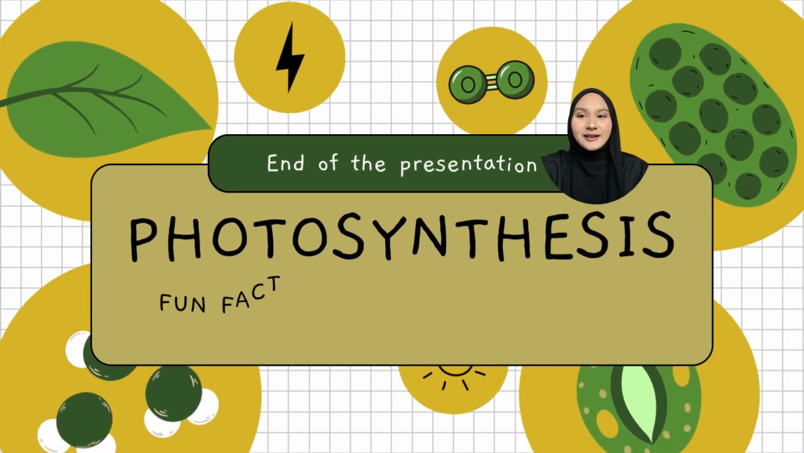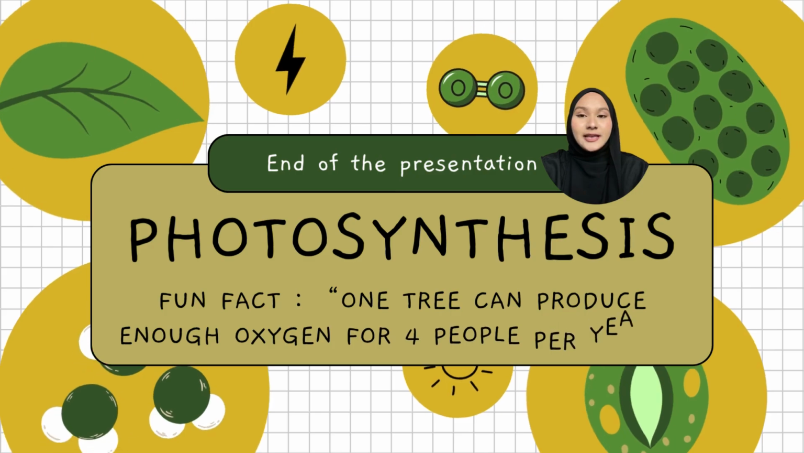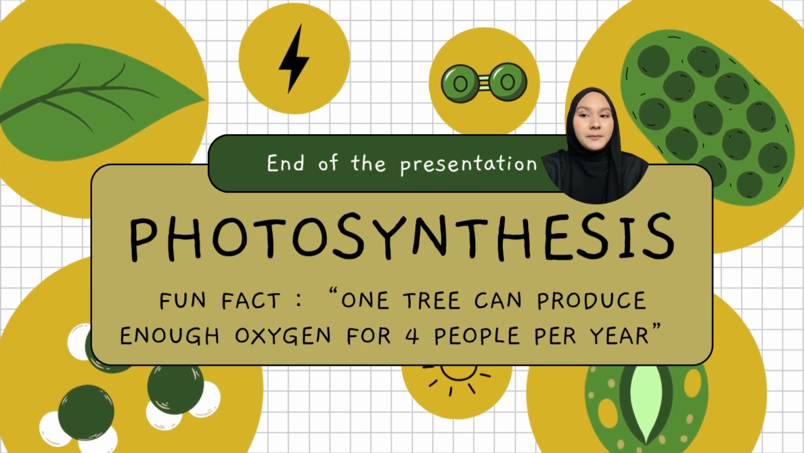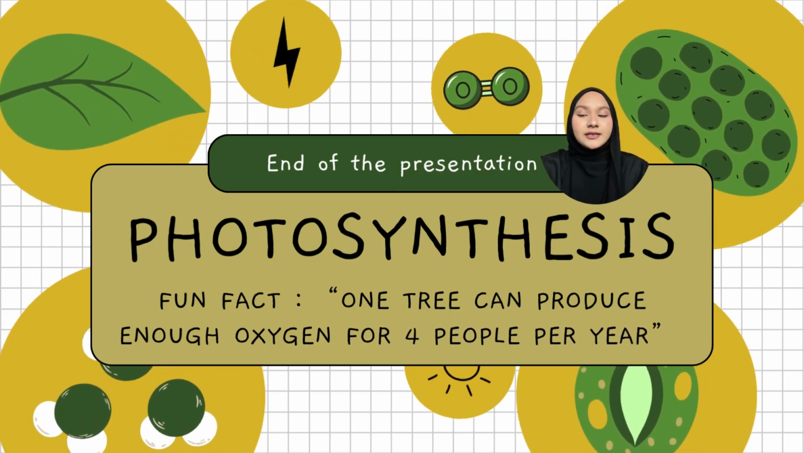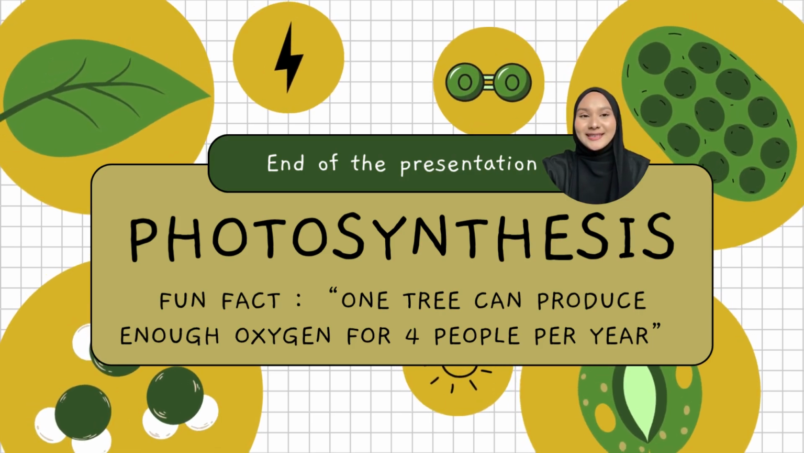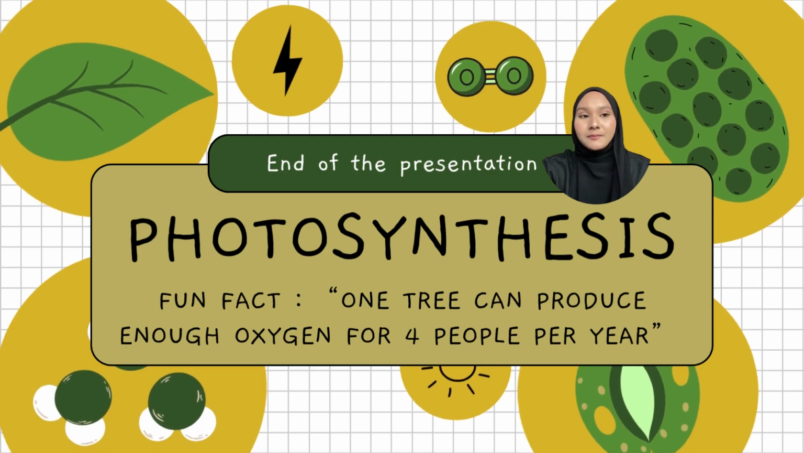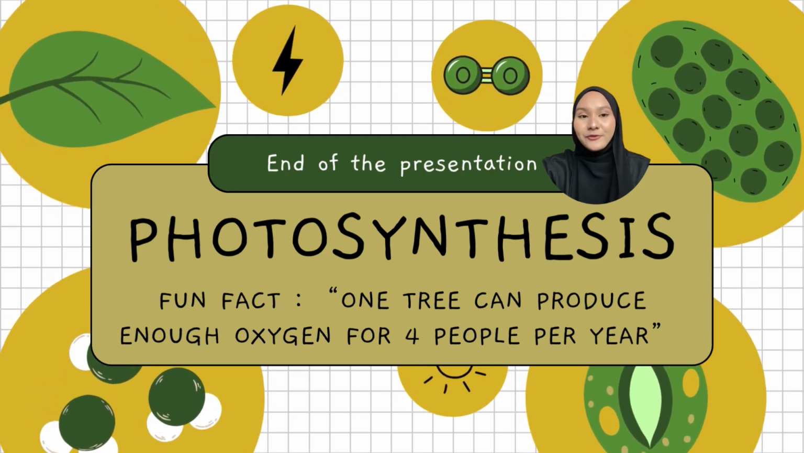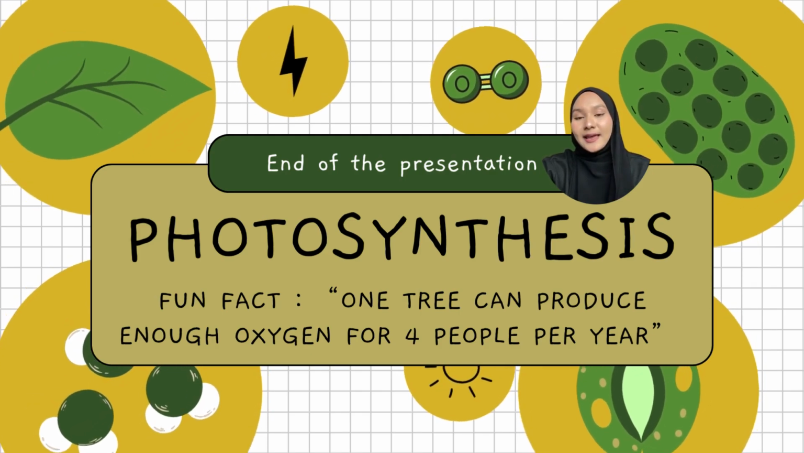Before I end, here's an interesting fun fact. One tree can produce enough oxygen for 4 people in a year. This shows how important photosynthesis is for all living things. To conclude, photosynthesis is a vital process that supports life on Earth by providing oxygen and food. I hope this presentation has helped you understand it better.